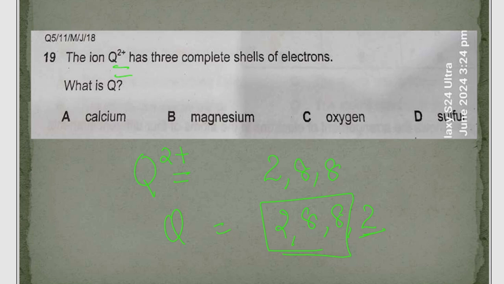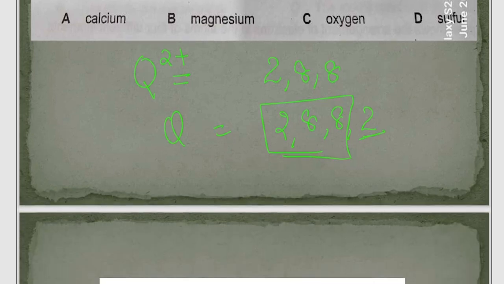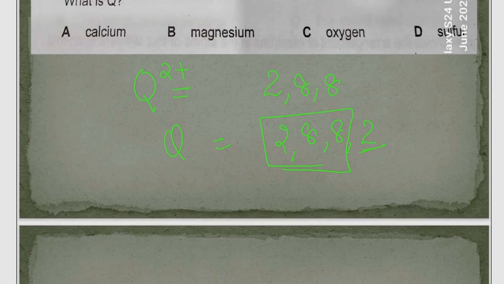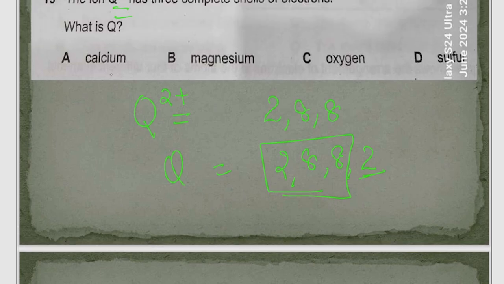So you can identify these substances by using the periodic table. The element which has 3 complete shells, this one is period 1, 2, 3 and 4. You have to identify this one as calcium. Okay, so the correct option is C.